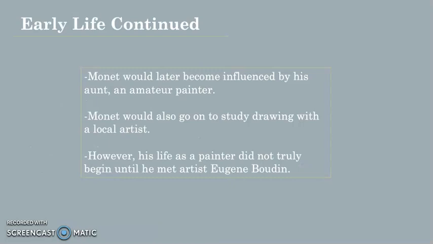Later, Monet would become influenced by his aunt, who also happened to be an amateur painter. Monet became encouraged to study with more local artists, but did not truly begin his works until meeting Eugene Boudin. It was then that Monet started advancing in landscape work and working with oil painting.